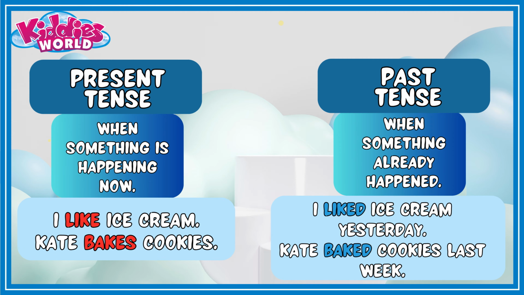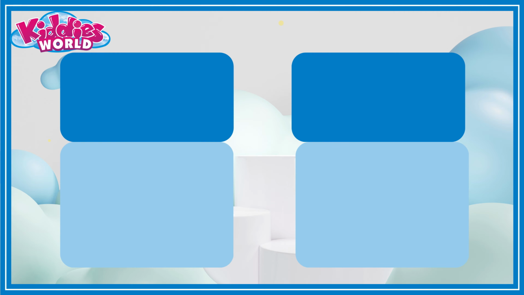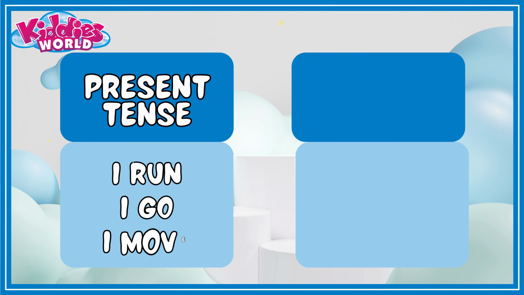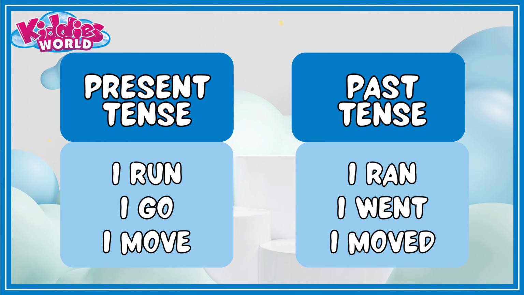The verbs in red above show actions that take place in the present time. The verbs in blue above show that the actions took place in the past. When we talk about something now, we use the present tense. Like, I run, I go, I move. But if it already happened, we say, I ran, I went, I moved.